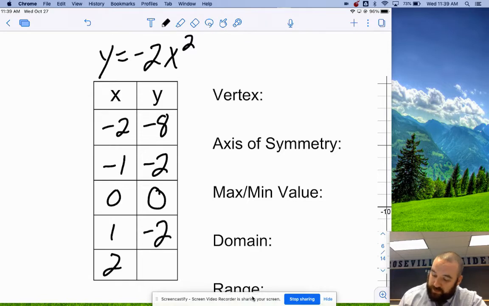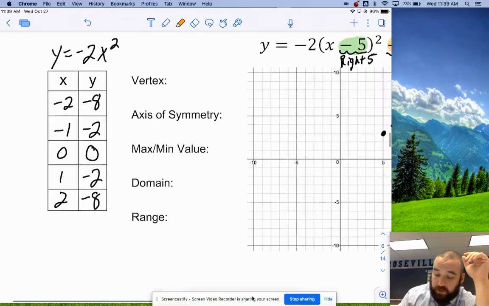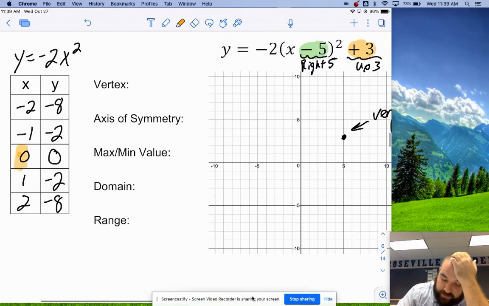Now you may have noticed by now that these y coordinates repeat themselves on either side of the vertex. That's not a coincidence. Because the parabola has symmetry, you're going to have repeats of y coordinates on either side if you use the same x coordinate. Now here's the jump we got to make. Okay, normally the vertex would be at 0, 0.